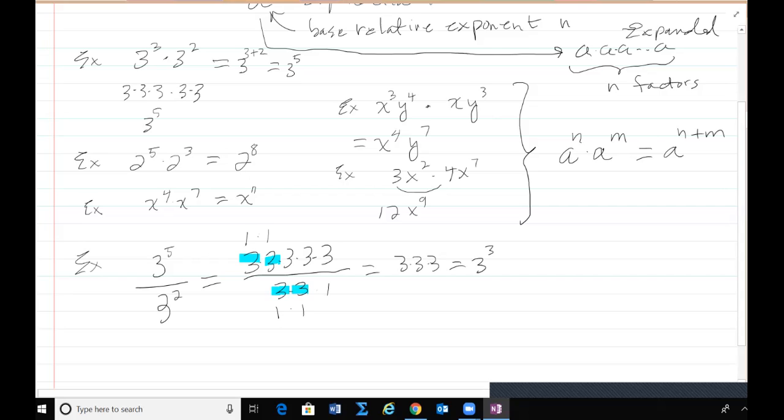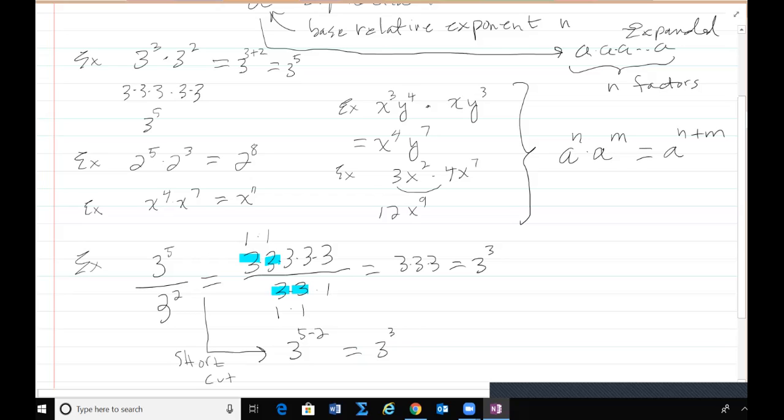Well, you might be wondering, hey, is there a shortcut for this? Yes, there is. The shortcut works this way. We just take that 5 and that 2 and make a subtraction. And we leave our answer that way, a lot shorter. So this is the shortcut.